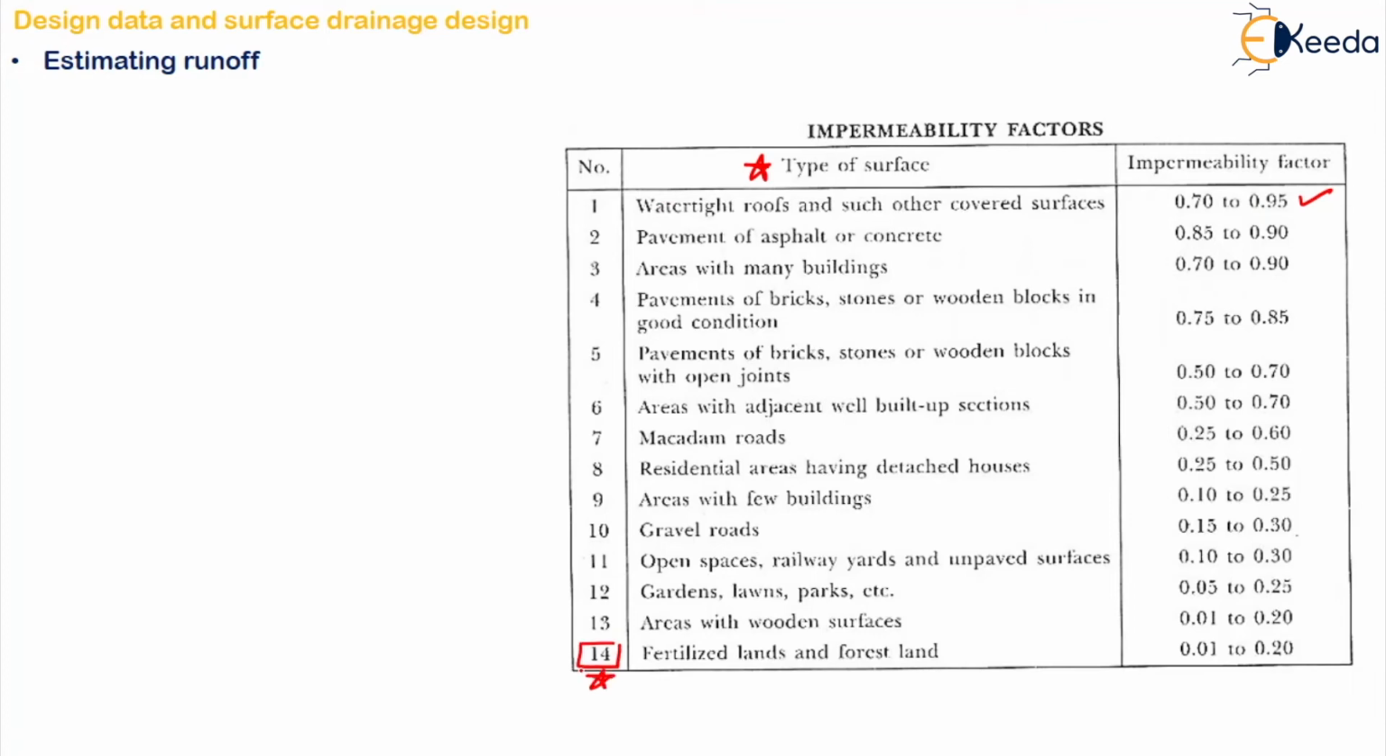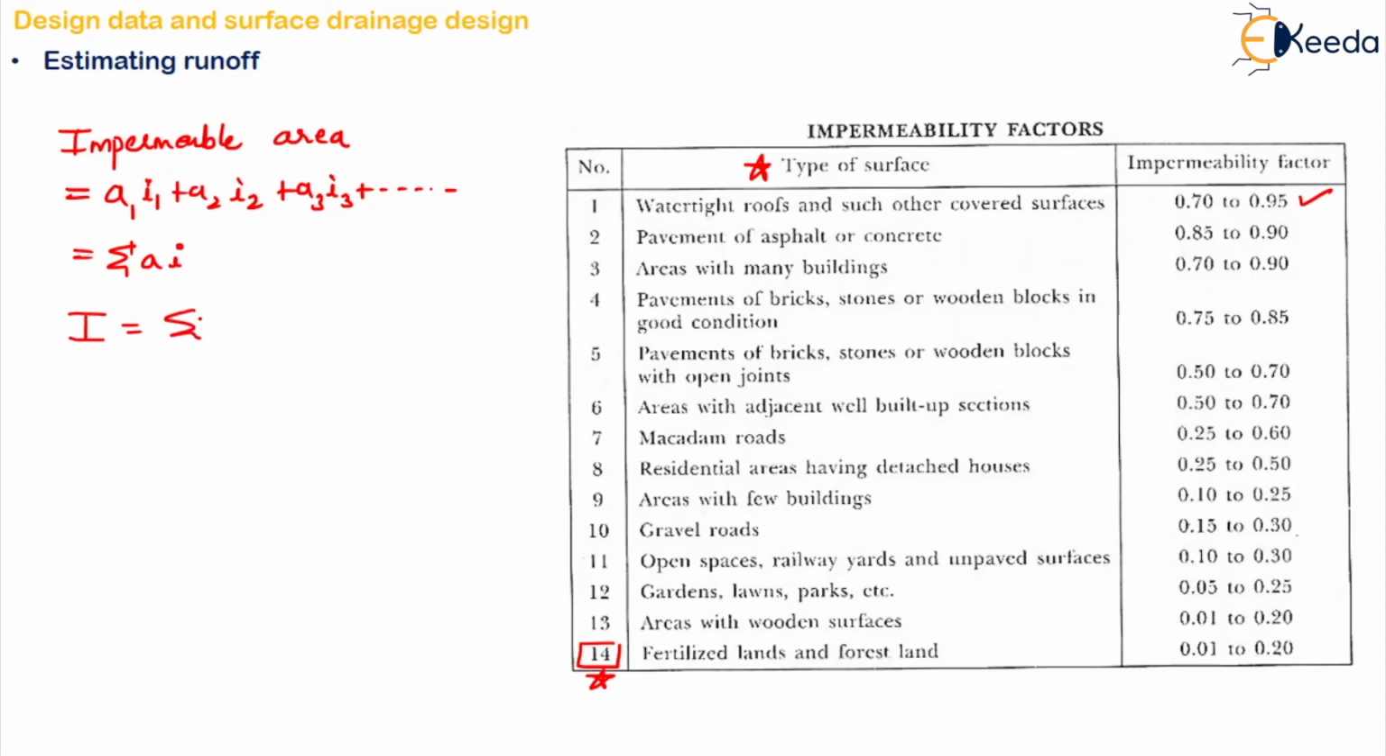Normally, for finding out the impermeability factor of the area, the impermeable area is given as A1I1 plus A2I2 plus A3I3 and so on. This is nothing but the summation of AI. So capital I is nothing but the summation of AI divided by capital A.